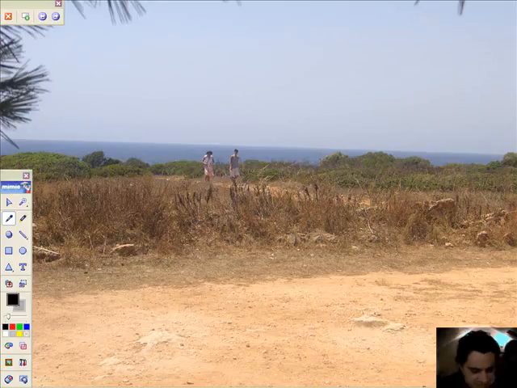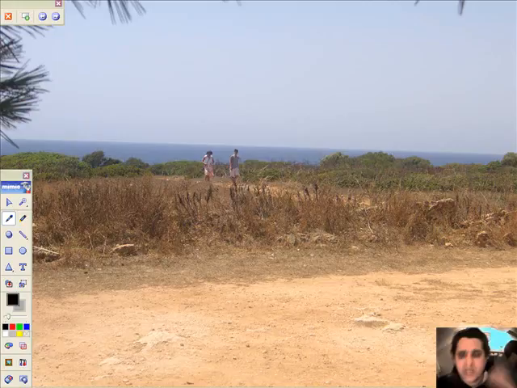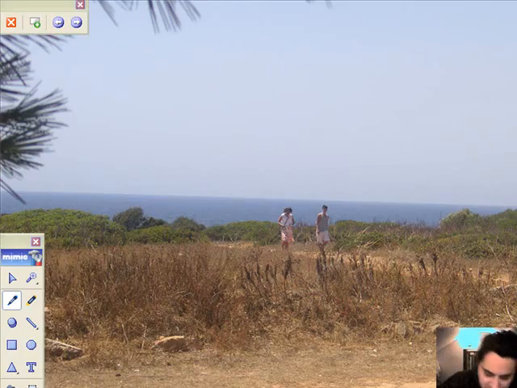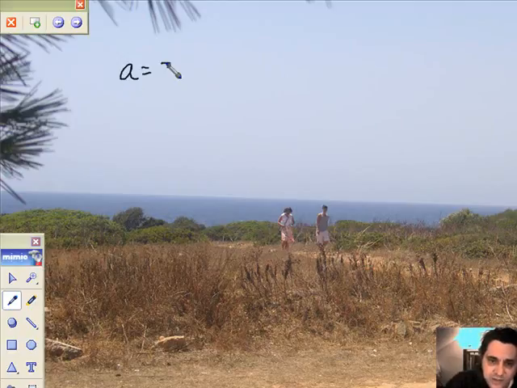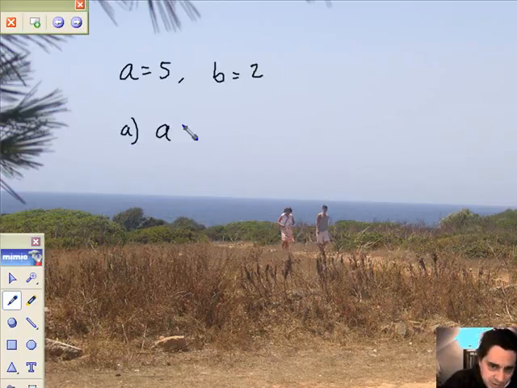This is all about substitution into expressions. I like to call this the shove it in and work it out topic. So here I go. I've been told that A equals 5, I've been told that B equals 2, and I've got to find out, here's the first one, A plus B. Straightforward. A is worth 5, it says so.